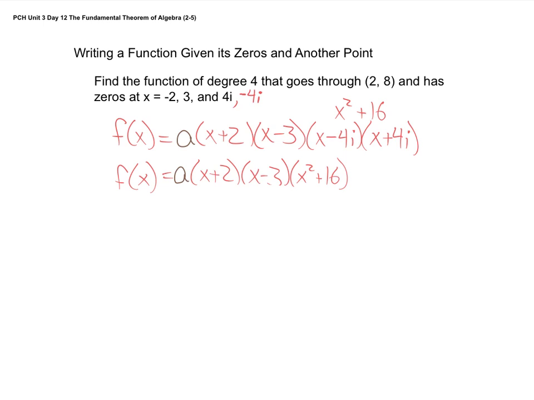We don't actually have to FOIL. I want my function to hit the point (2, 8), so I've got to find the one value of a that's going to make that happen. Plug in 2 for x, not for a, and 8 for f(x).